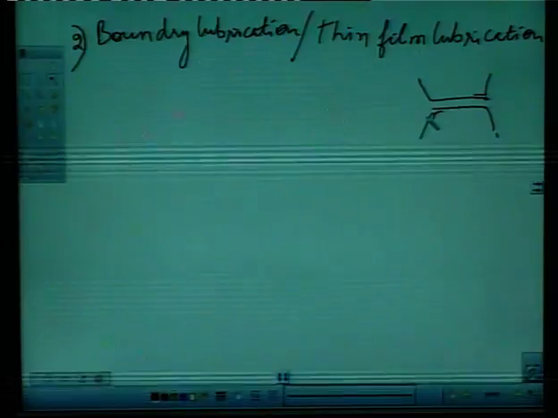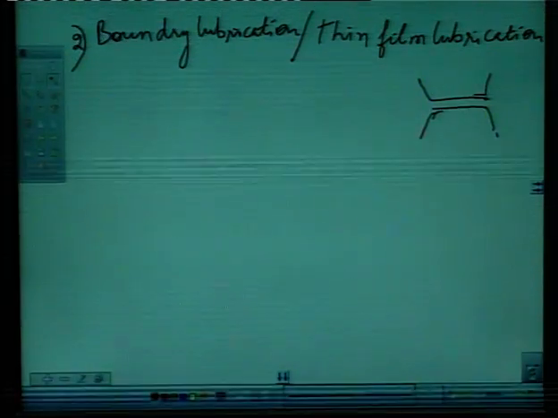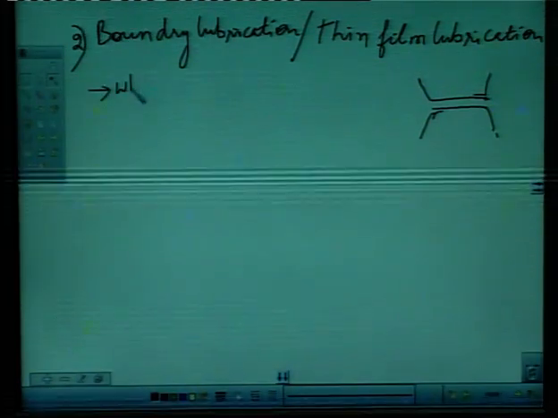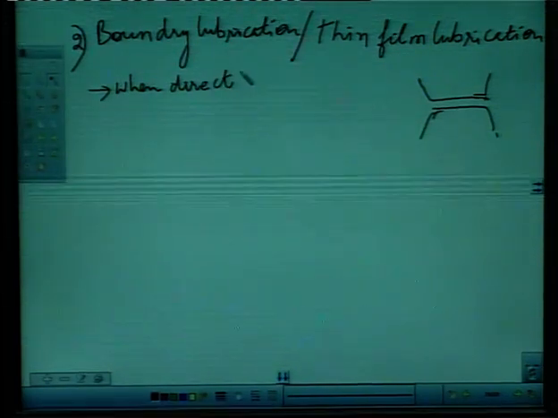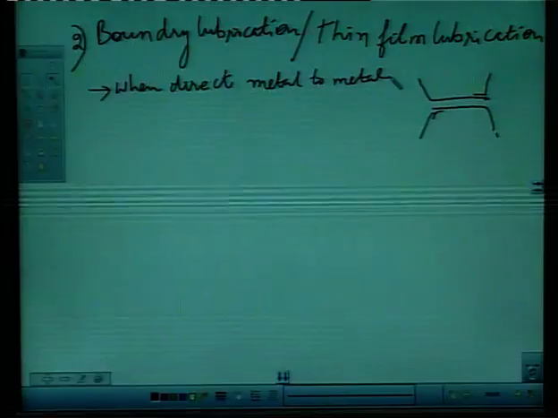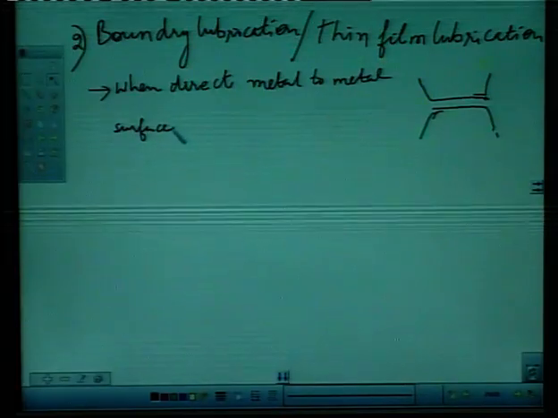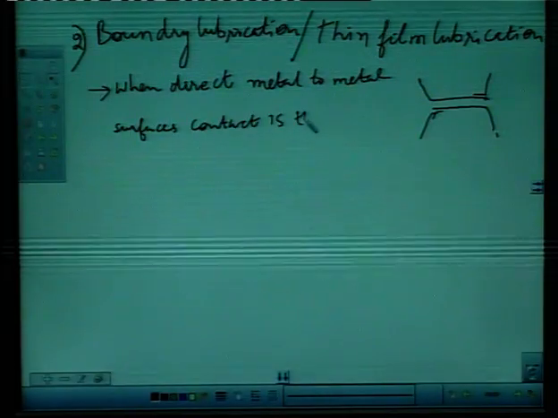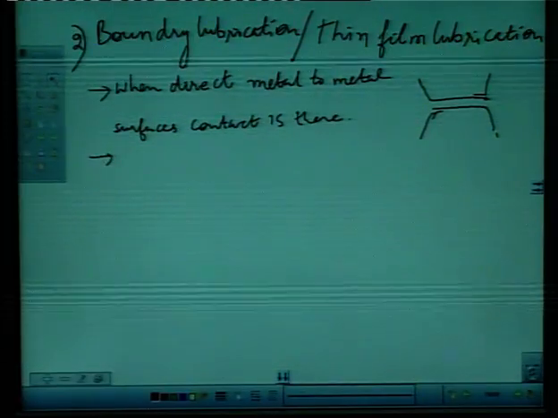So here metal to metal contact is possible. Here direct metal to metal contact is possible. This is done when direct metal to metal surface contact is there. So when direct metal to metal contact is there, boundary lubrication is done.